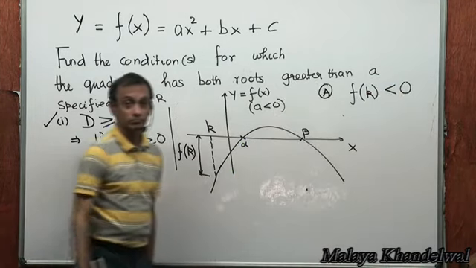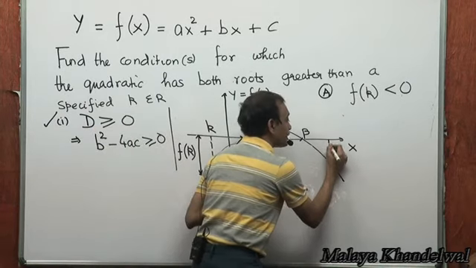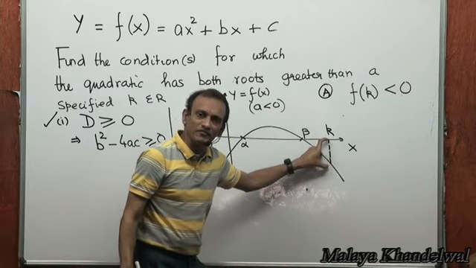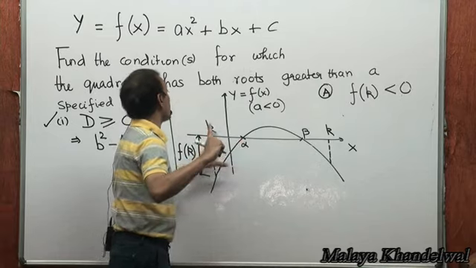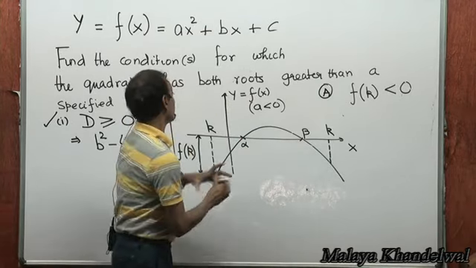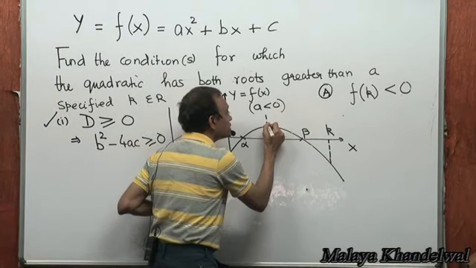But this is not conclusive, because k could have been lying to the right of beta, then also f(k) would be less than 0. So f(k) less than 0 only means that k is either to the left of alpha or to the right of beta.